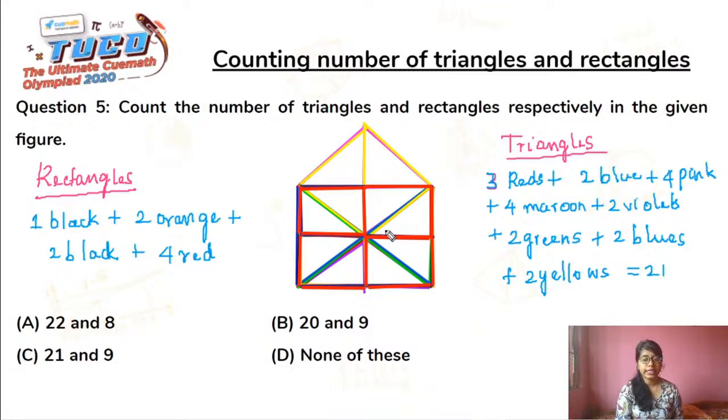We are not left out with anything else. So now let's check. 1 plus 2, 3. 3 plus 2, 5. 5 plus 4, 9. So we have 21 triangles and 9 rectangles. This is how we go ahead with such questions.